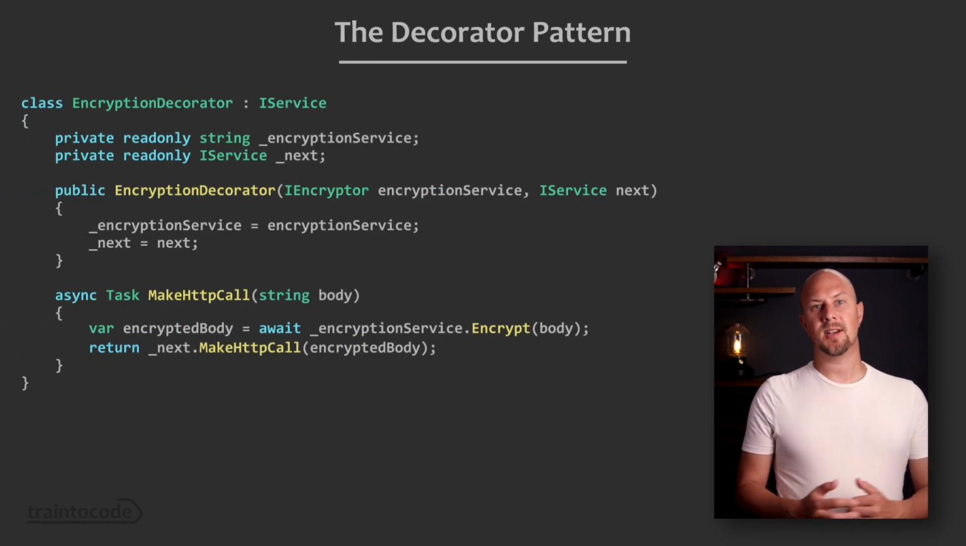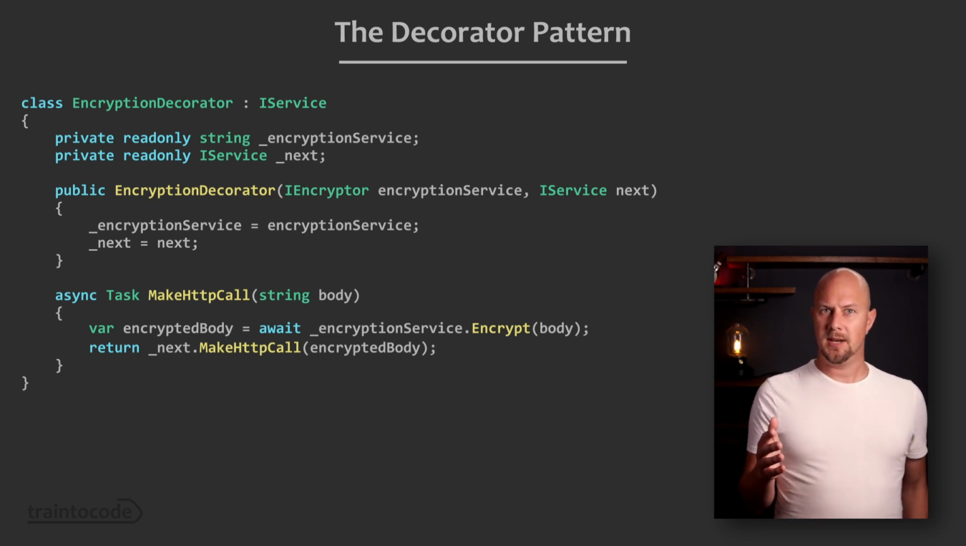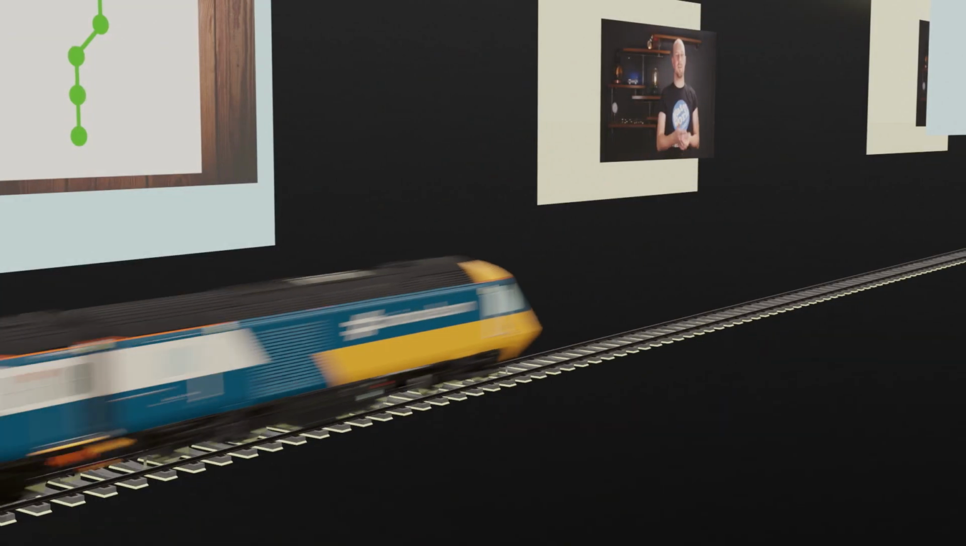The decorator pattern is a design pattern used in object-oriented programming languages like Java or C#. The pattern is used when you want to extend the functionality of a class without modifying the code. In this video, we're going to look at some of the use cases for the decorator pattern, and I'll show you an example of how you can implement it.